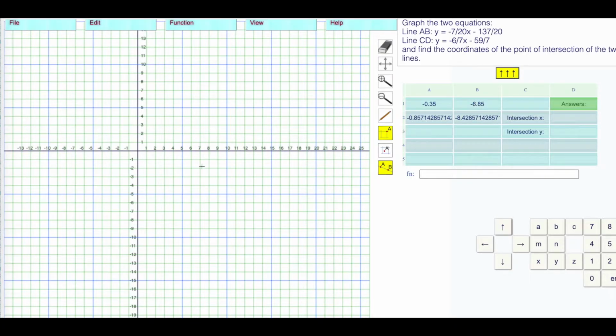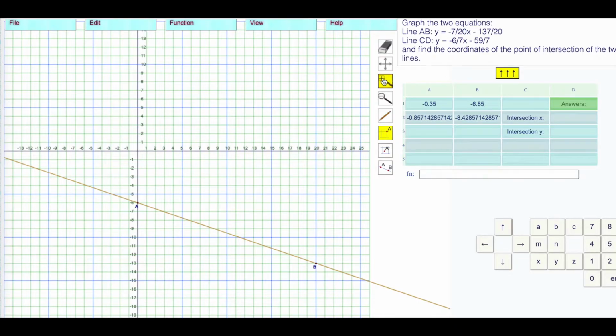For my first line, I go to my B first, and I can't get right to negative 6.85 right away. I'm going to go to negative 6. Then I'm going to deal with the slope the way I normally do. The slope is negative 7 over 20. I'm going to move over 20 steps in the x direction, so my delta y is down 7. 1, 2, 3, 4, 5, 6, 7. This isn't our line because our line is supposed to go through negative 6.85.